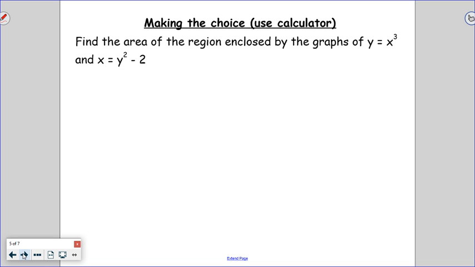All right, so looking at a couple of these, and again, we're going to use a calculator for some of this. Next one, it says, find the area of the region enclosed by the graphs of y equals x cubed and x equals y squared minus 2. Now, the conversation we're about to have about how I type this into my calculator is also going to be an incredibly important conversation to have as we go look at this picture and when we start doing our integrating.